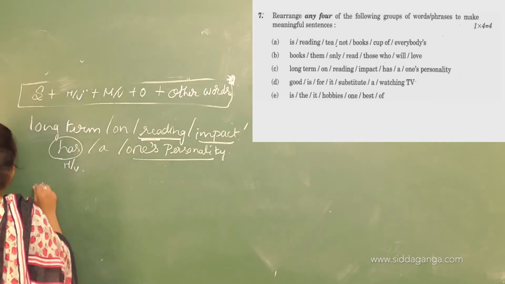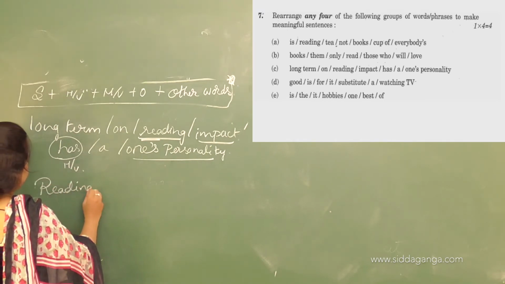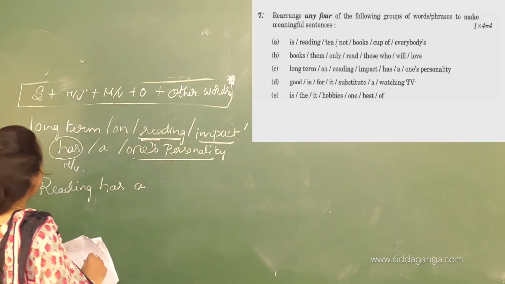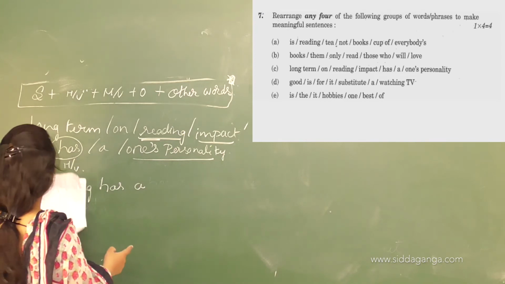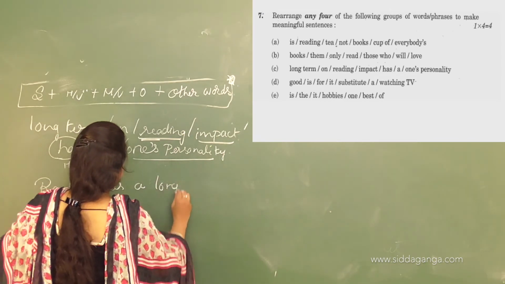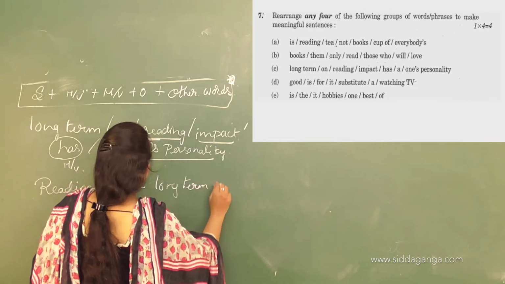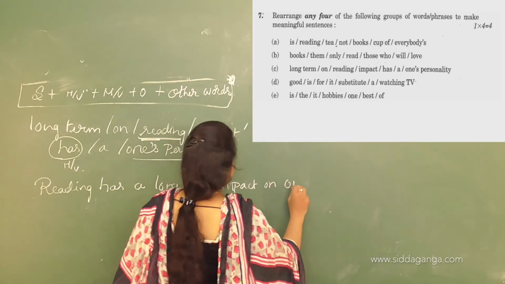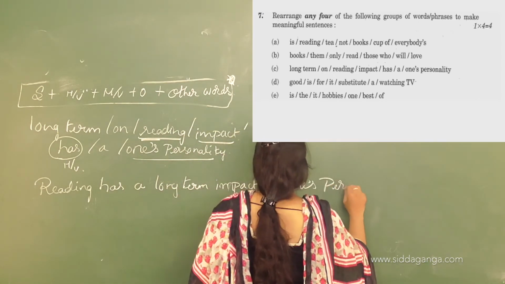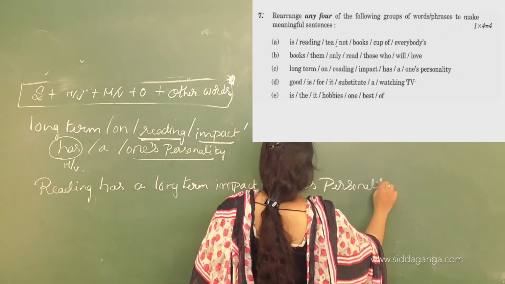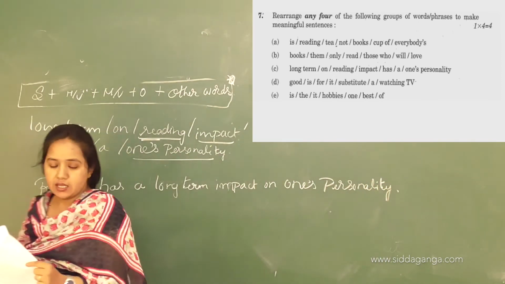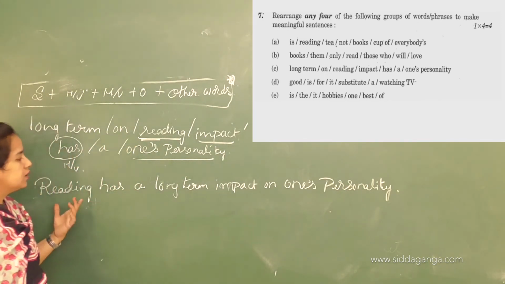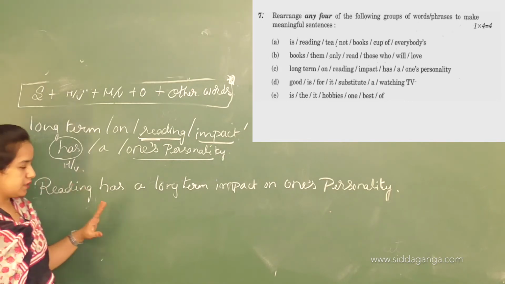Okay, so reading has a, we will take this one, has a long term impact on one's personality. Reading has a long-term impact on one's personality. So now this sentence is complete. This is the right sentence, okay?